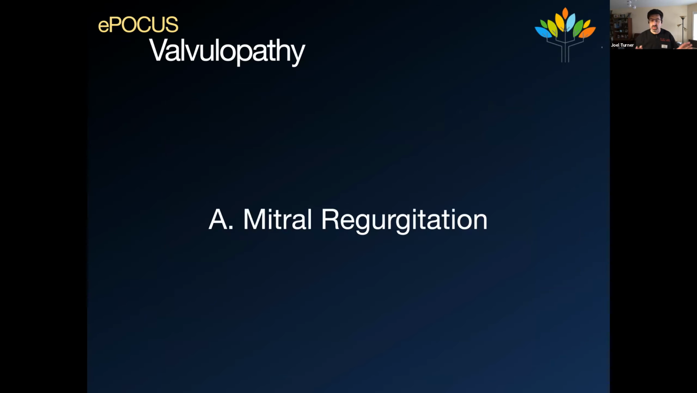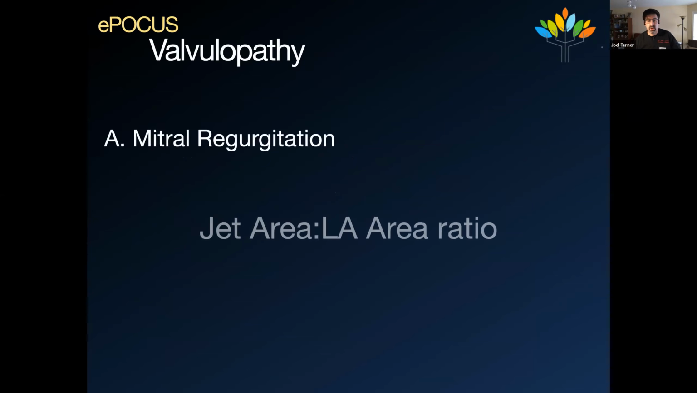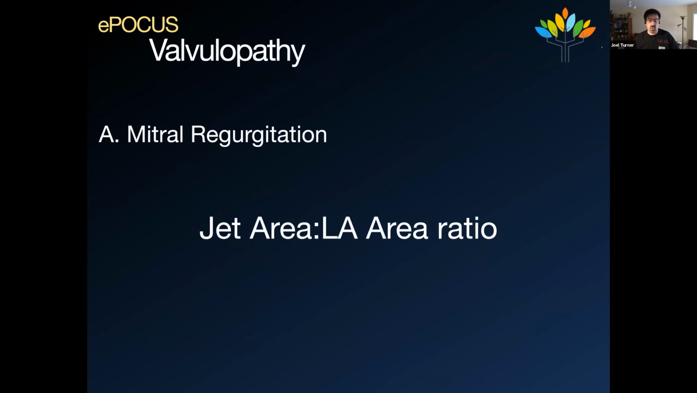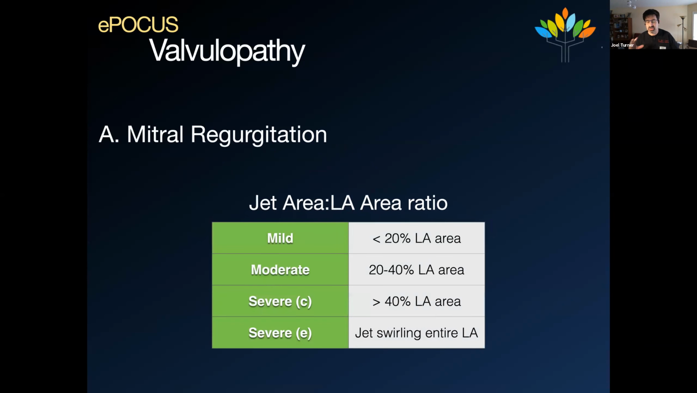Okay, so let's go through the 3 different valves and how to measure the severity of each of these valves. And we're going to start off with the mitral valve, which is the most common one you're going to look at and see. And how do you identify and quantify your mitral regurgitation? So for mitral regurgitation, you want to compare the area of the jet with the area of the left atrium. All right, and so here's a box that gives you an idea of how to measure and get a clinical idea of how severe the regurgitation is.